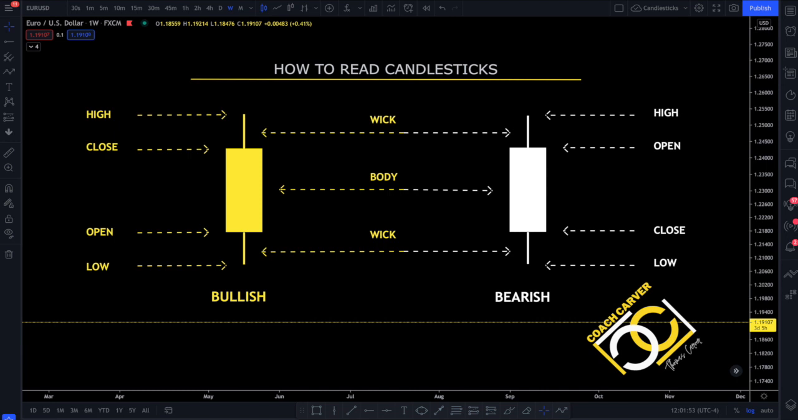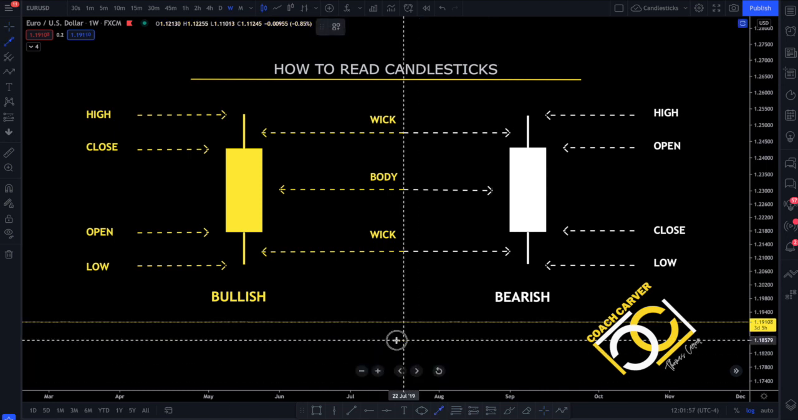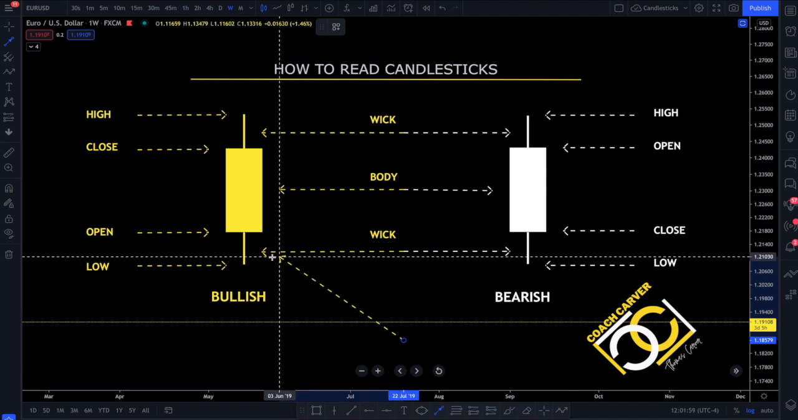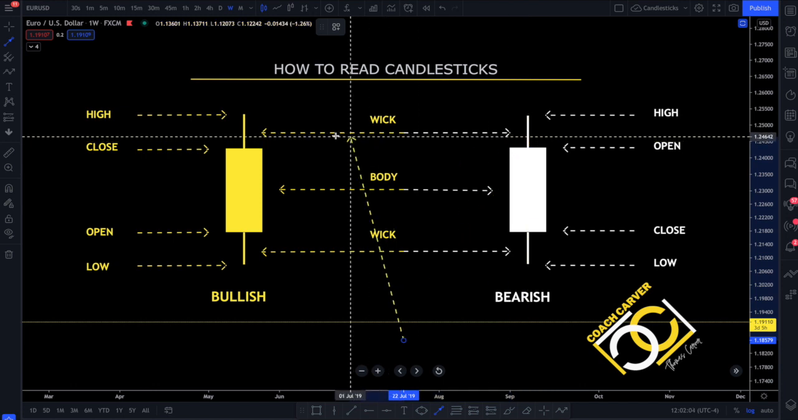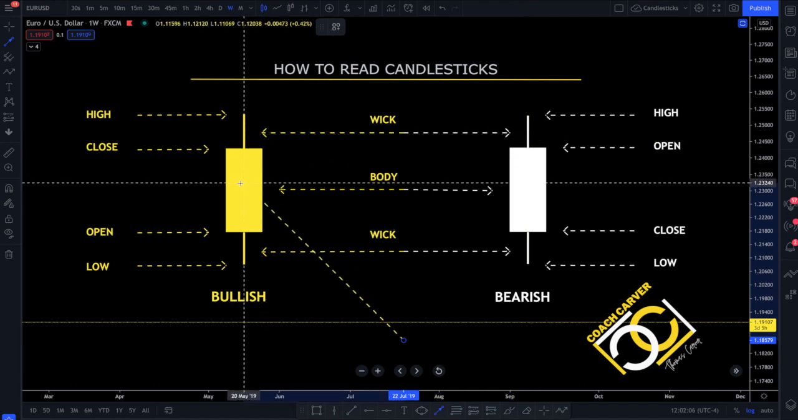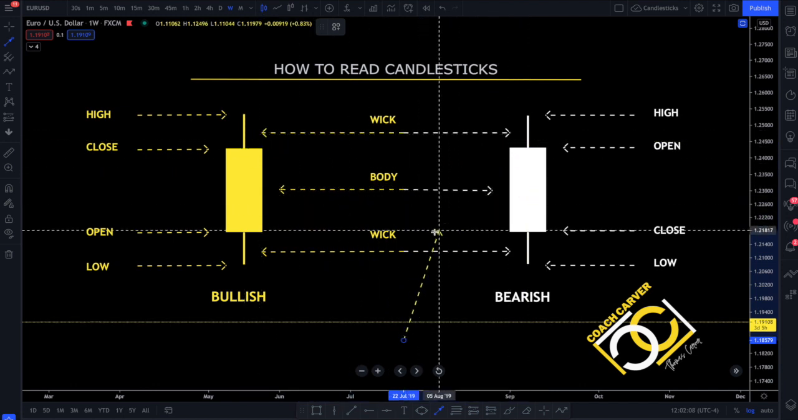First thing, we're going to be going over the anatomy of a candlestick. As you can see here, we have a few different components, right? We have the wicks, which are these lines here showing the price action, also known as shadows. And then we have the bodies of the candles. Right, so let's go ahead and jump into it.